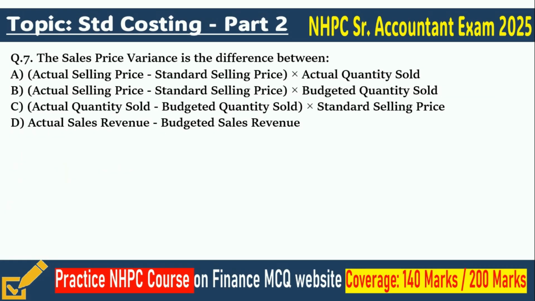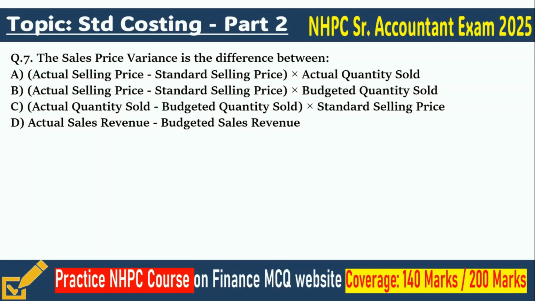The selling price variance is the difference between: Option A, actual selling price minus standard selling price into actual quantity sold. Option B, actual selling price minus standard selling price into budgeted quantity sold. Option C, actual quantity sold minus budgeted quantity sold into standard selling price. Option D, actual sales revenue minus budgeted sales revenue.